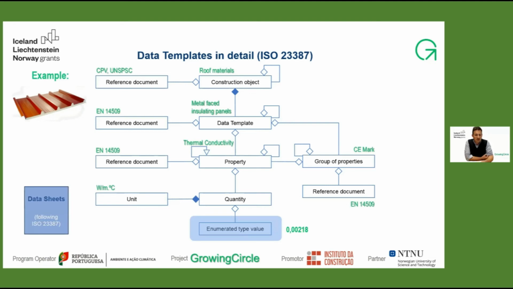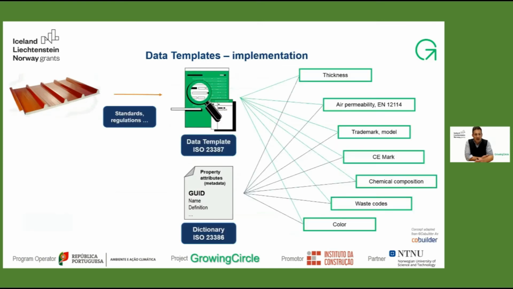Back to thermal conductivity, this property has defined units, and the applicable value results from specific products, giving rise to the datasheet in accordance with the ISO standard. As mentioned, there are two key elements in data templates. These are the skeleton with the relationships and the machine readable ability. For this second part, ISO 23386 is the standard to ensure it, and the next presentation will explain how.